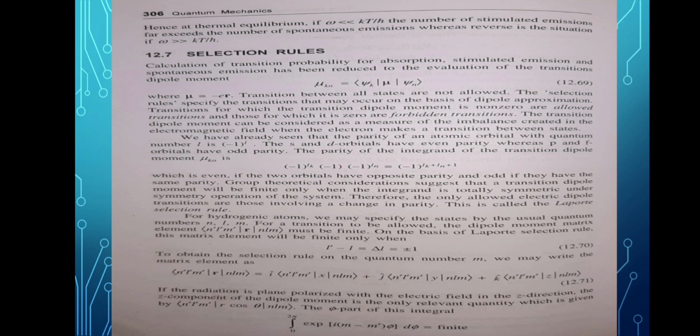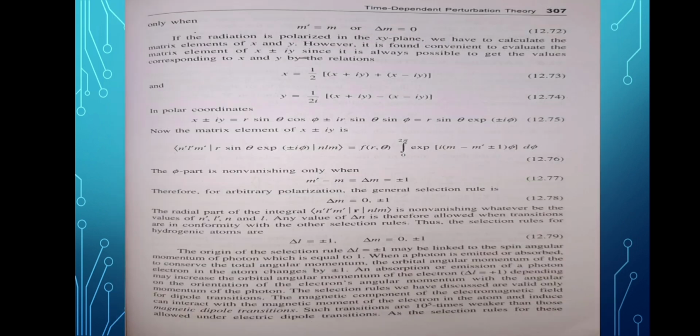If the radiation is plane polarized with the electric field in the z direction, the z component of the dipole moment is the only relevant quantity, which is given by ⟨n', l', m'|r cos theta|n, l, m⟩. The phi part of this integral is the integral from 0 to 2 pi of exponential i(m minus m') phi d phi, which is finite only when m' is equal to m, or delta m is equal to 0.